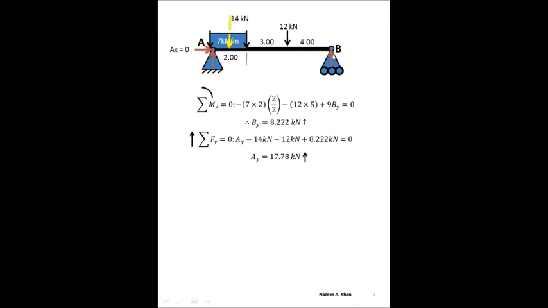We also have a moment that's going to be created by BY here. It's going to go that direction. And that particular moment has a perpendicular distance of 2 plus 3 plus 4, which is 9. So 9 times BY in the positive direction. When you crunch those numbers, you're going to have 8.222 kilonewtons as your reaction force. Okay, it's 8.222. I have carried an extra digit here because my final answer I round off to 3 significant figures. The intermediate answers, I just keep a guard digit so that I have accurate answers.